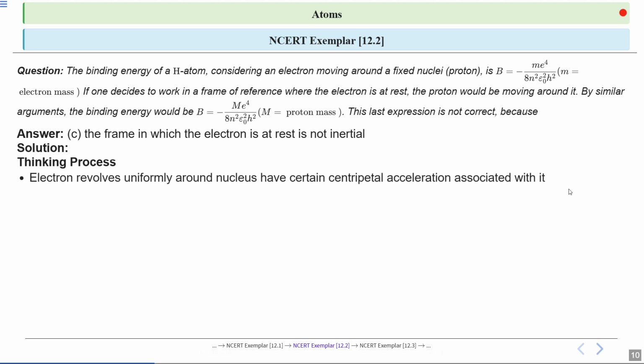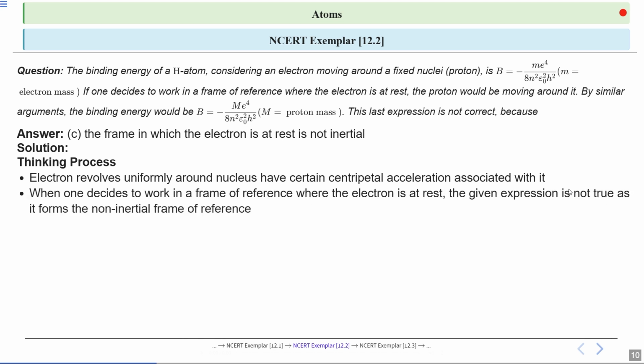Notice that if we try to analyze the system from the electron's rest frame, we are actually choosing a non-inertial frame of reference. In physics, an inertial frame is one that is either at rest or moves at constant velocity, no acceleration. Since the electron is accelerating, its rest frame is non-inertial, and the usual formulas for binding energy don't apply directly. So the main reason the binding energy formula with the proton mass is incorrect is because the electron's rest frame is non-inertial.